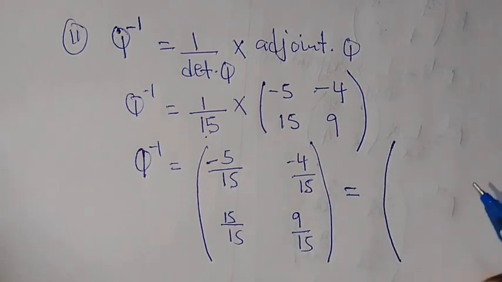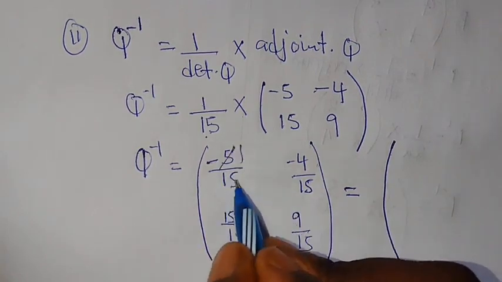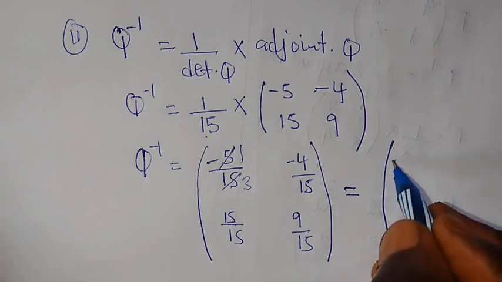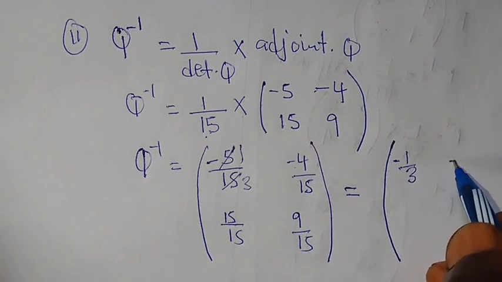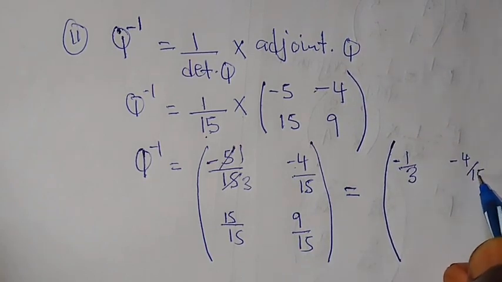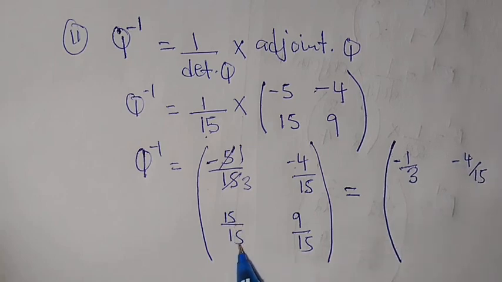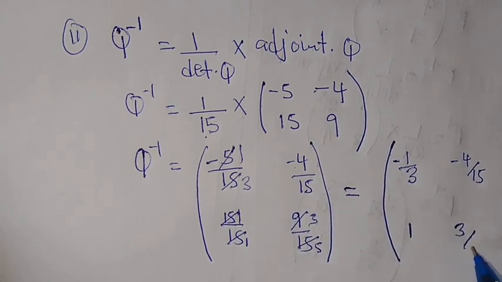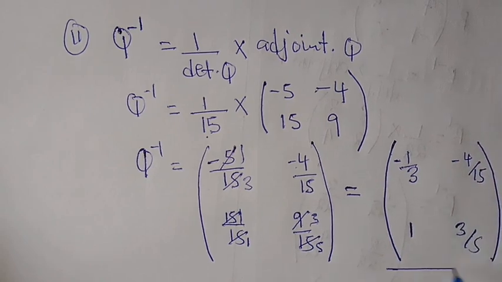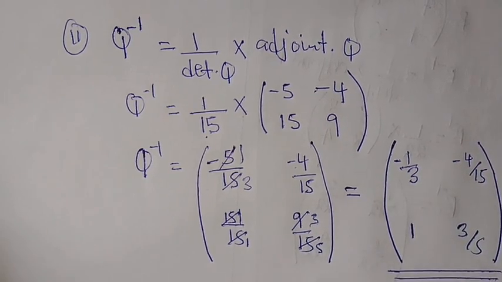So to simplify this one, 5 into 15, it's a 3. So we remain with negative 1/3. Then this one, negative 4 over 15, just write it the way it is. Then this one, 15 over 15, it's a 1. Then this one, we look for the highest common factor of 9 and 15, which is a 3. 3 into 9, 3, 3 into 15, it's a 5. So we have 3 over 5. So this is the inverse of matrix Q.